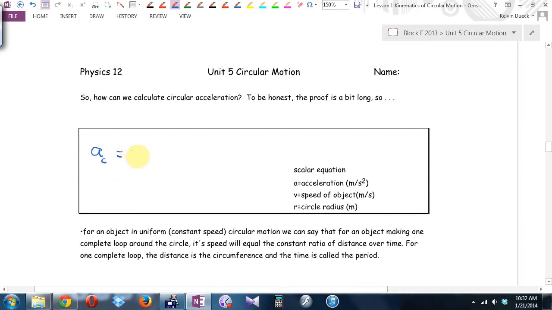And it's equal to V squared over R, where V is how fast you're traveling around the circle, and R is the radius of the circle. It's a scalar equation because the direction is towards the center. And it depends on where you are in the circle, what direction the center is. So I left off the vector symbols, even though acceleration is a vector. This gives you the scalar value. What's the direction? Towards the center. So show me the picture and I'll show you where the center is.